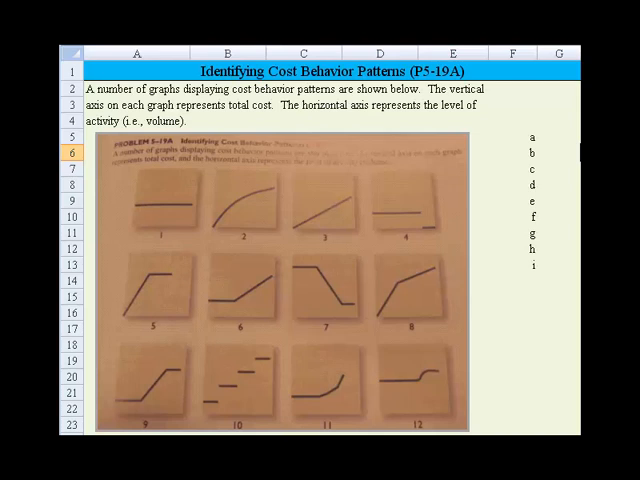Okay, let's take a look at this problem where we're asked to identify cost behavior patterns. Now, I know you can see the graphs, but the writing's probably too small to read. So I've reproduced the text up here so that you can read it. It says that a number of graphs displaying cost behavior patterns are shown below. The vertical axis on each graph represents total cost. The horizontal axis represents the level of activity.